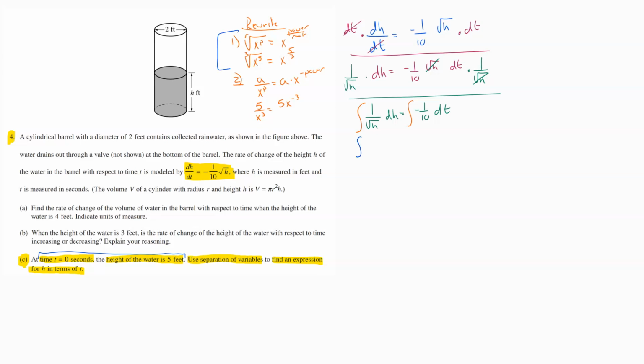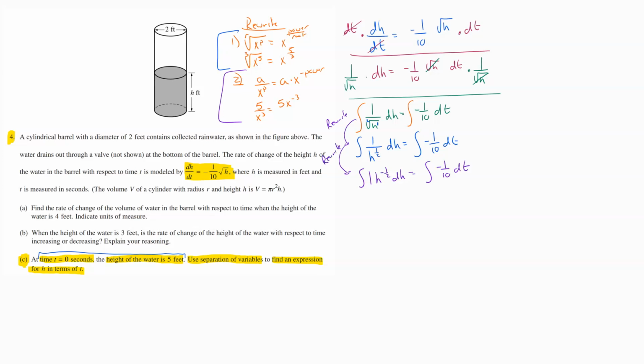So the first thing I'll do is use my power over root rewrite. That's a power of 1 and a root of 2. So the first move is to rewrite this as 1 over h to the power of 1 over 2, h to the 1/2. Nothing happens on the other side. We'll just leave that alone for now. And then we're going to use our second rewrite to bring that h to the 1/2 from the bottom to the top. So we'd rewrite this as the integral of 1 h to the negative 1/2 dh equals the integral of negative 1/10 dt. So this was just a rewrite into another rewrite.